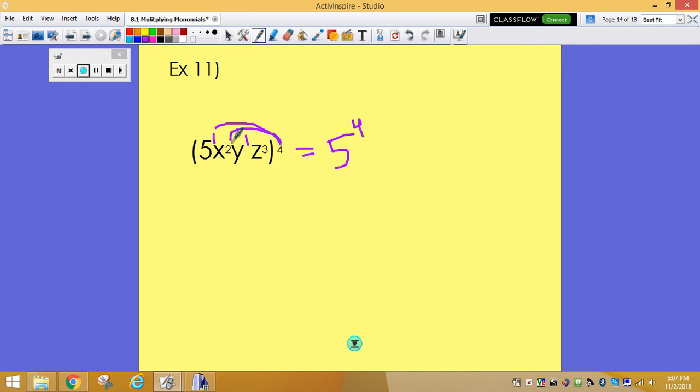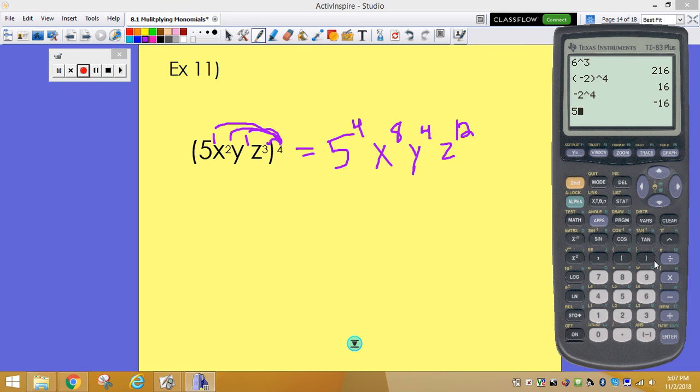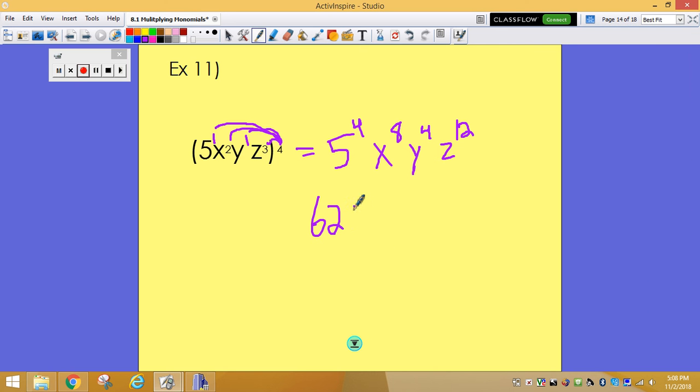Let's go to the x next. 2 times 4 is 8. Let's go to the y. 1 times 4 is 4. Let's go to the z. 4 times 3 is 12. And the only thing left to do, 5 to the 4th, I'm not sure what that is, 5 to the 4th is 625. So final answer is 625, x to the 8th, y to the 4th, z to the 12th.